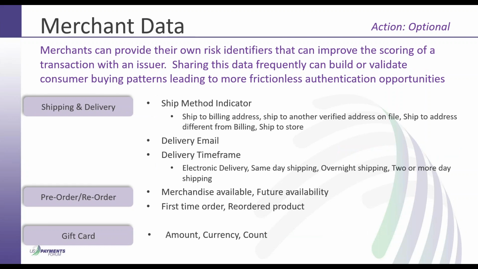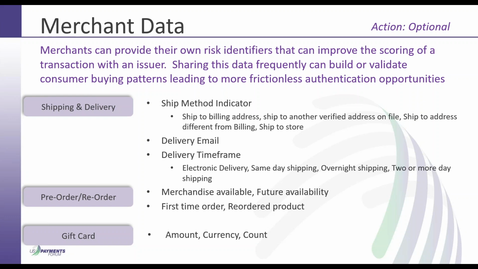The third bucket is around merchant data. So the merchant can also provide its own risk identifiers within the transaction, ultimately to provide more information to the issuer. And if it's shared frequently, it can also help build and validate a customer's buying decision.